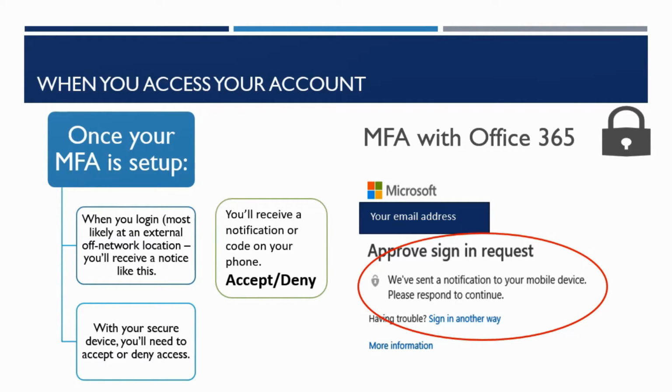Obviously, if it's you and you've just tried to log into Office 365 from another device, you're going to get prompted on the registered device, i.e. typically going to be your mobile device. So if I pick up my mobile device and I know it's me, I'm going to go ahead and hit accept. Obviously, if this is someone else that's trying to access your environment, you're going to say deny.